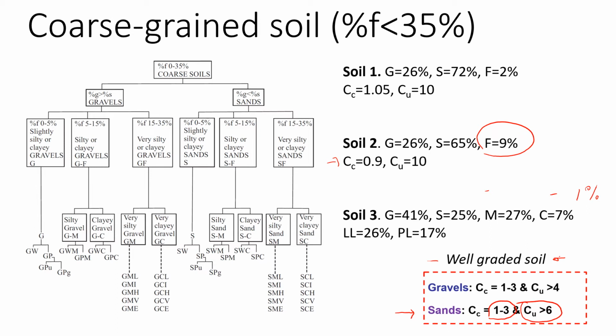Okay, let's do this again. First we start with the comparison of sand and gravel. So we still have more sand: we have 65% versus 26% of gravel. So in this case we're still going to the right, because it says there is more sand than gravel.